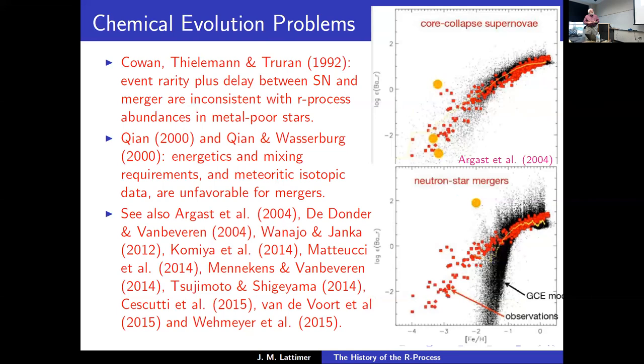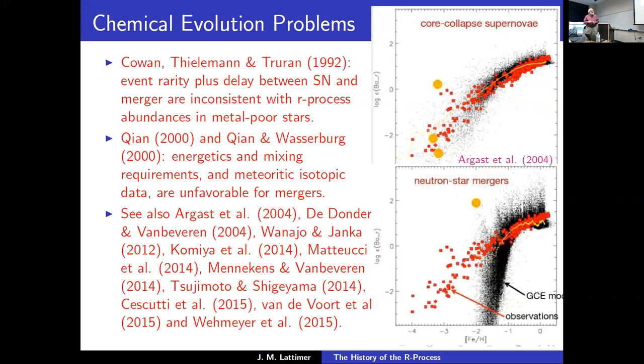And the black dots are simulated stars evolving in this galaxy, and you can see that the observations line up fairly well with the predicted abundances in the simulation. On the other hand, if you assume that the R process comes only from neutron star mergers, then the simulated stars only accumulate R-process material by the time stars of Fe over H of -2 have been produced, but not earlier. And this is completely different from what is observed.